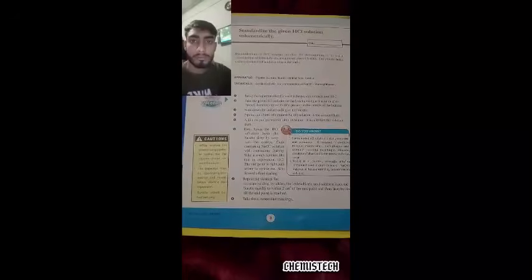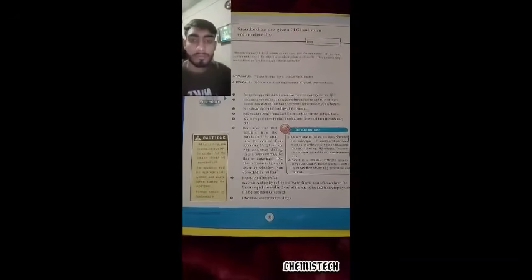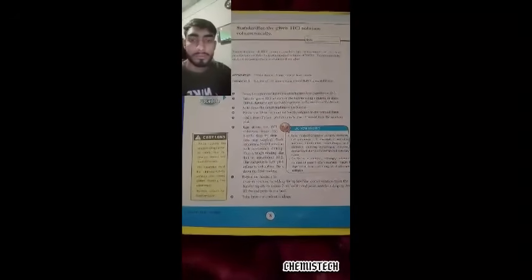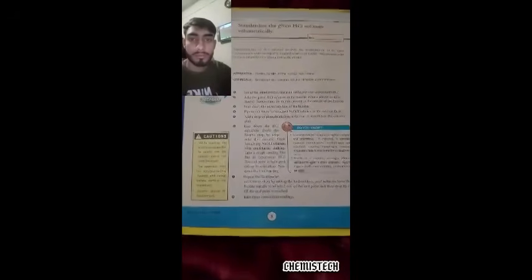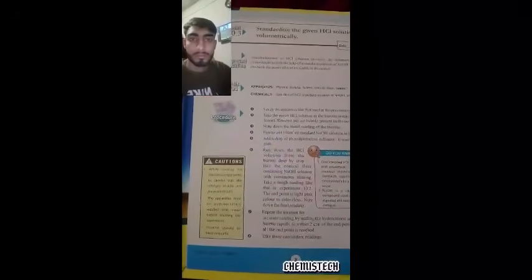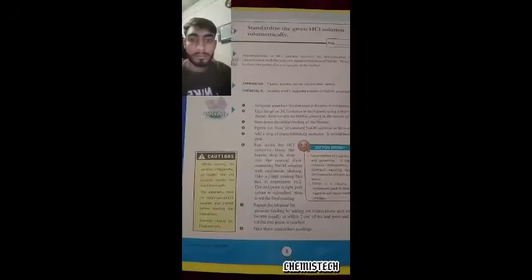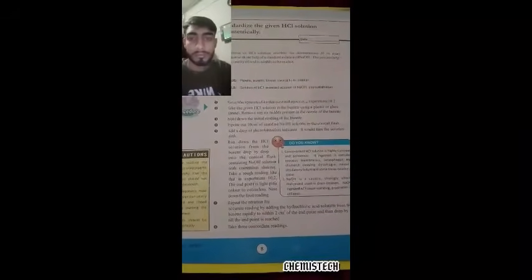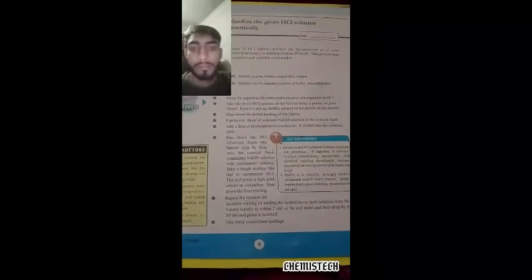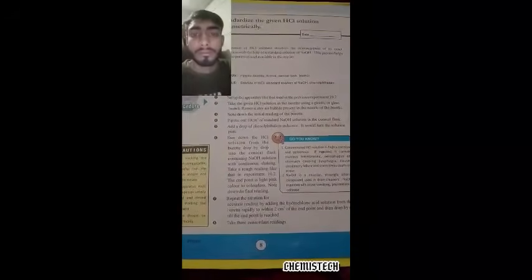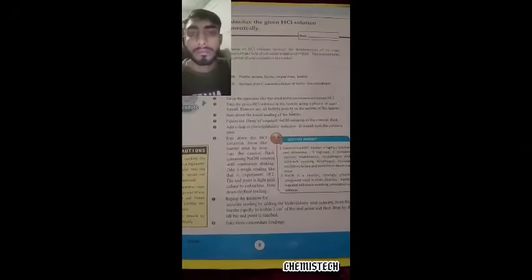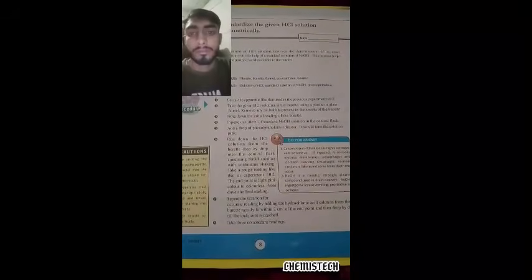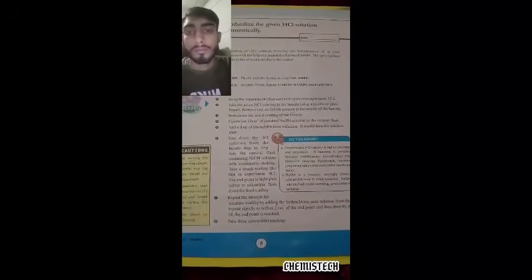Here is experiment 10.3. Our topic is to standardize the given HCl solution volumetrically. First, the background information. Standardization of HCl solution involves the determination of its exact concentration with the help of a standard solution of NaOH. This process helps to check the purity of acid available in the market.